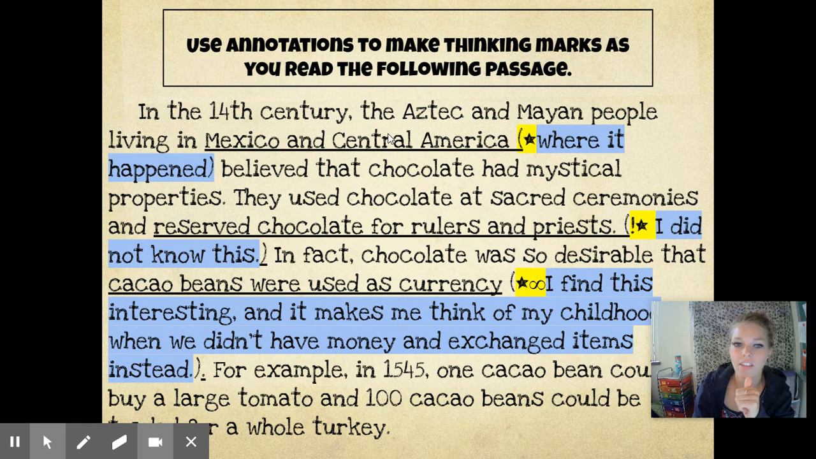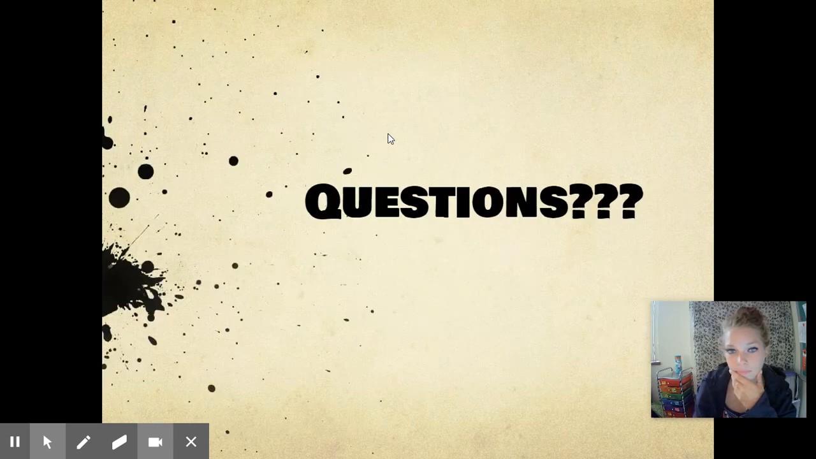Okay, so I find this interesting. It makes me think of my childhood. When we didn't have money, we exchanged items instead. So I think about lunch. If my friend had a Lunchable and I really wanted the nachos Lunchable or pizza, those are good, we would be like, hey, I'll trade you my pudding cup for your Lunchable. I'll trade you my Oreos for your Lunchable. Kind of the same thing because we obviously didn't have money.